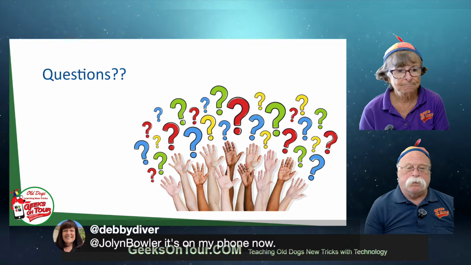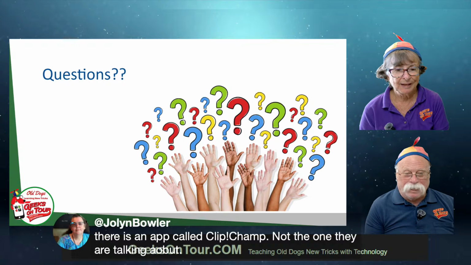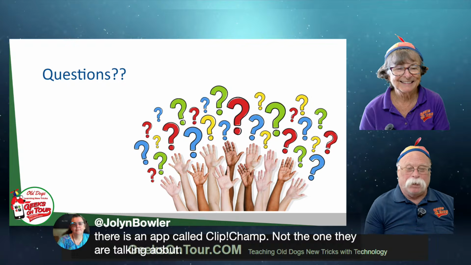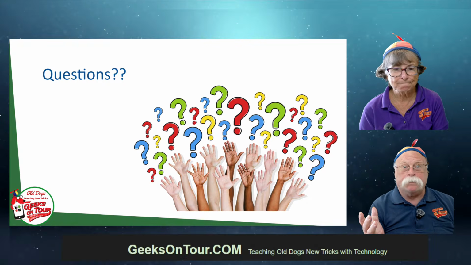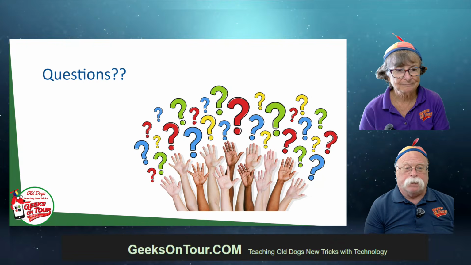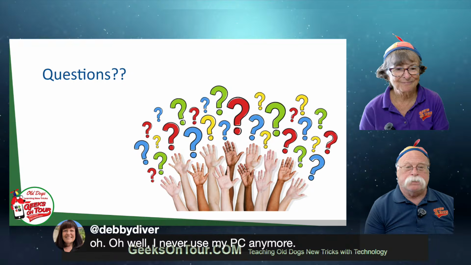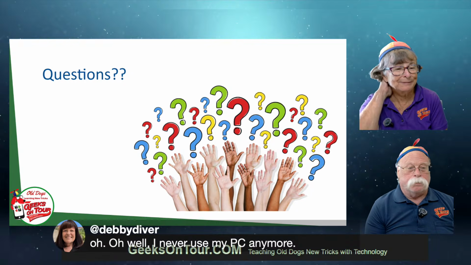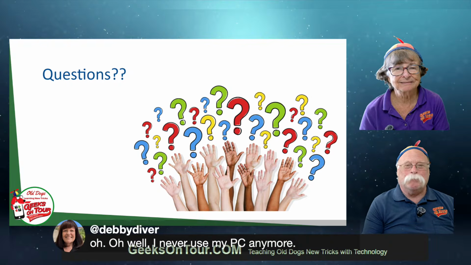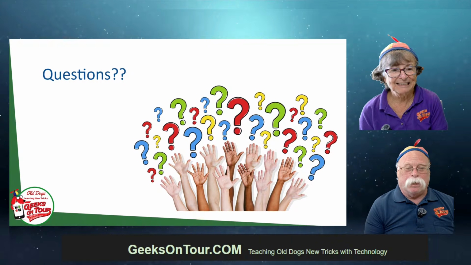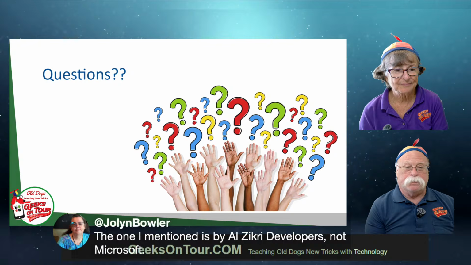So Debbie says she downloaded something that she thought was ClipChamp. There is an app called ClipChamp, so you've got to be careful. And yeah, ClipChamp is by Microsoft. Now that one might be fine, but it's not the same thing. Debbie says she doesn't use a PC anymore. Well, a lot of people don't. They just do everything on their phones. But when you get a little more serious with editing, then you're going to want to have a PC, or in my case, the Mac. Yeah, the one that she mentioned was a different developer, not Microsoft.